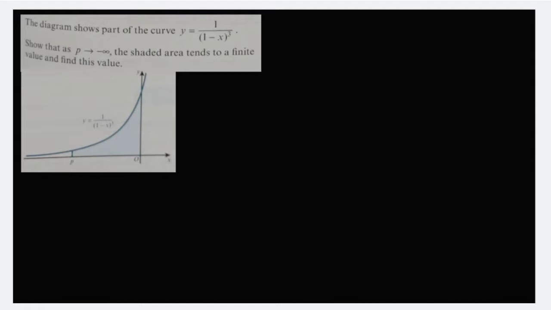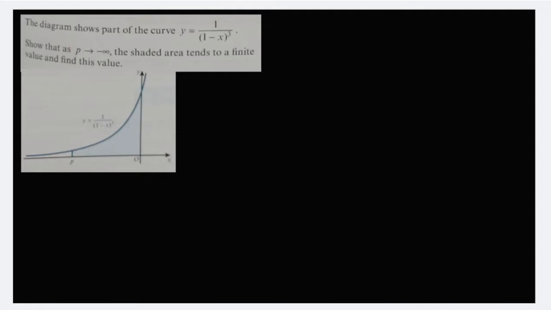So p is approaching negative infinity, so if we trace the direction, it will be going on the left side. So this is the given curve, and the limits are p and 0. Now let's start with the problem.